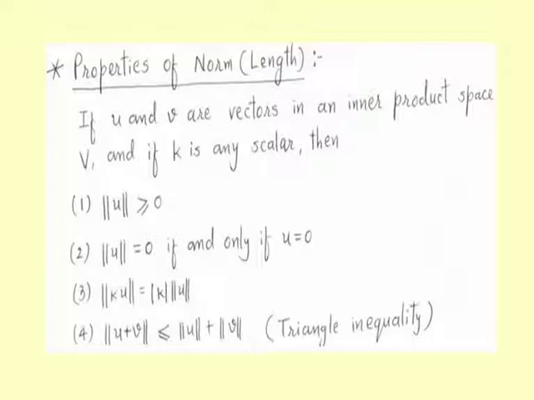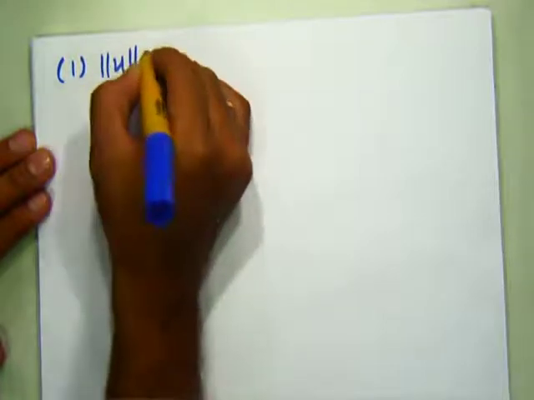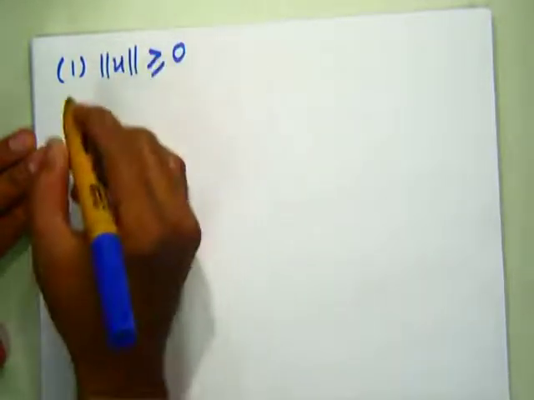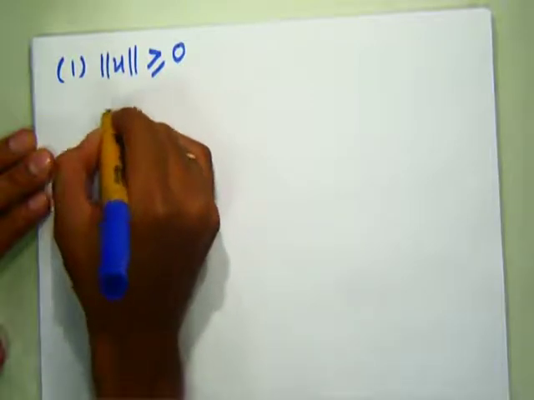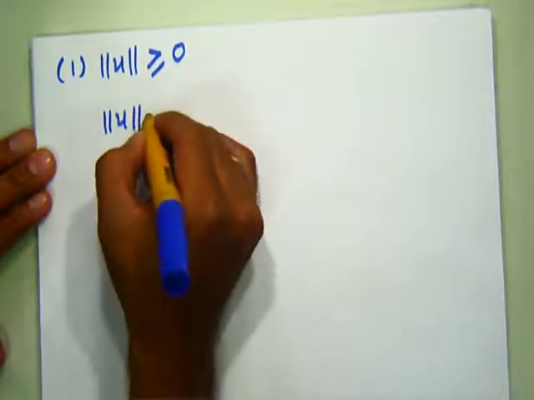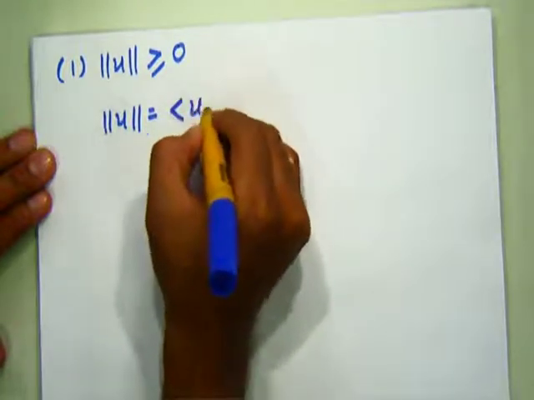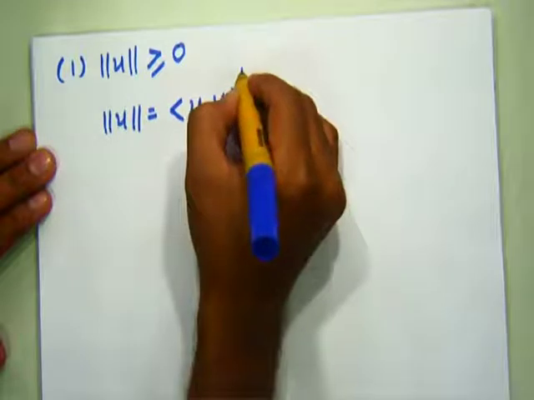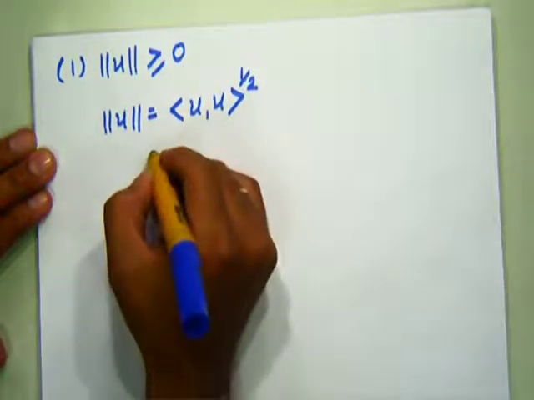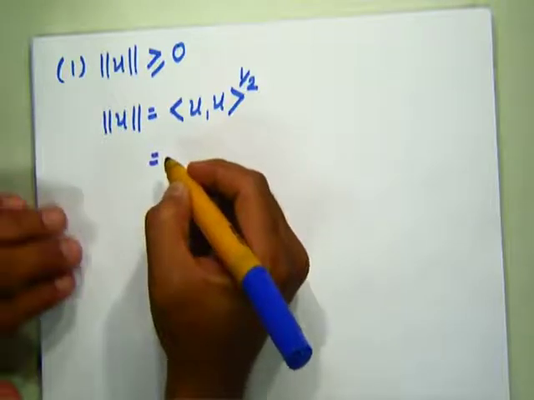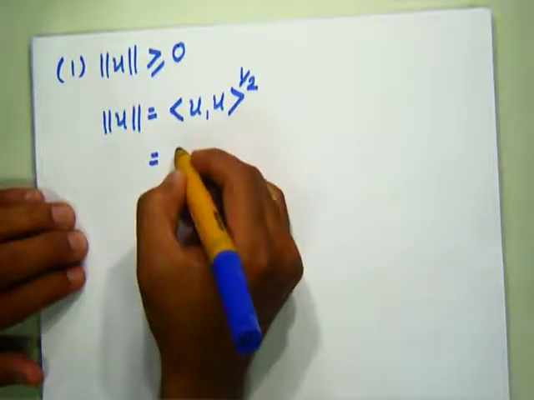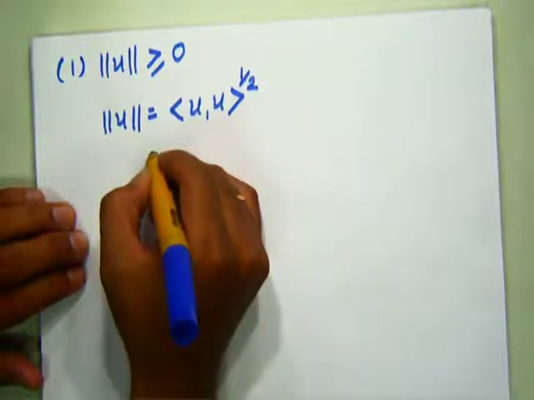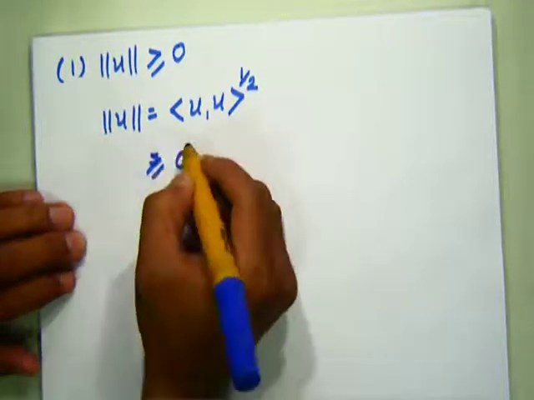If we want to prove these properties, the first property is that the norm of U is always greater than or equal to 0. How can we prove this? By the definition of norm, the norm of U is the inner product of U with U raised to half. And as we know, the inner product of U with U is always greater than or equal to 0. So we can write that it is greater than or equal to 0.